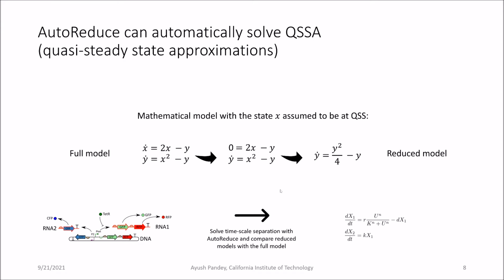So AutoReduce can solve this timescale separation problem, which you can also call the quasi-steady-state approximation problem, automatically. And you can explore different parameter regimes by looking at different reduced models that may be possible for a given system.